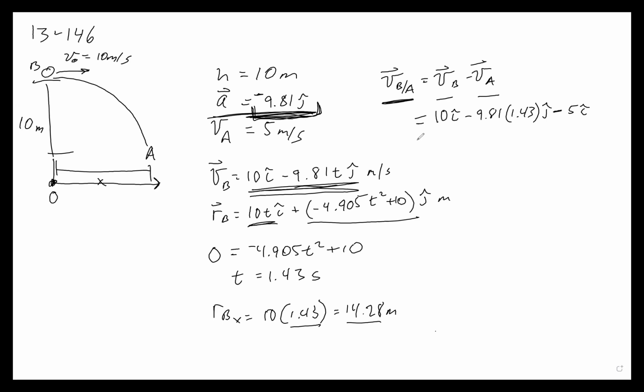Okay, so then we do the algebra and we get 5 i hat. You only add and subtract the i hats with each other and the j hats with each other, and then minus the 9.81 times the 1.43, which is 14.03. And this is in the j hat direction. And that is the velocity of the ball relative to the boy, right there.